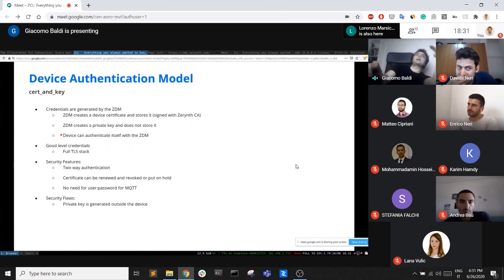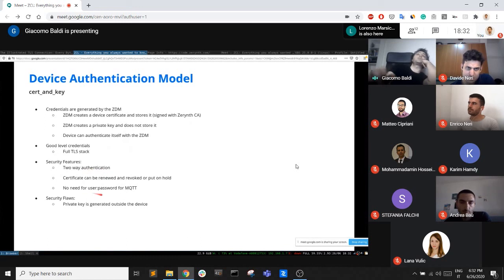And so I switch from authenticity, as in the token approach, to authentication, as in the certificate and key approach. Obviously, you need a full TLS stack on the device, and you can now have two-way authentication, because the device can trust the server and the server can trust the device via PKI, not via tokens. Okay, this level of trust is way higher than the one of the tokens. Certificates can be renewed and revoked, so you don't have the problems that you have with the tokens before.